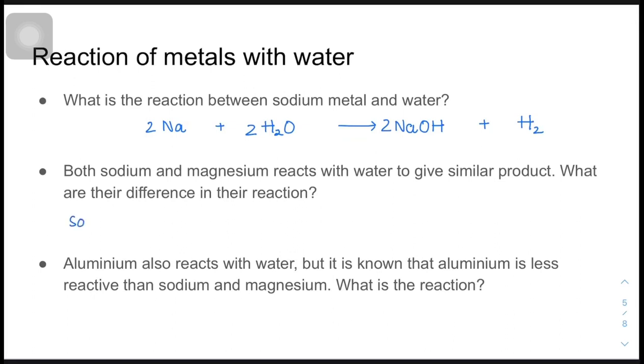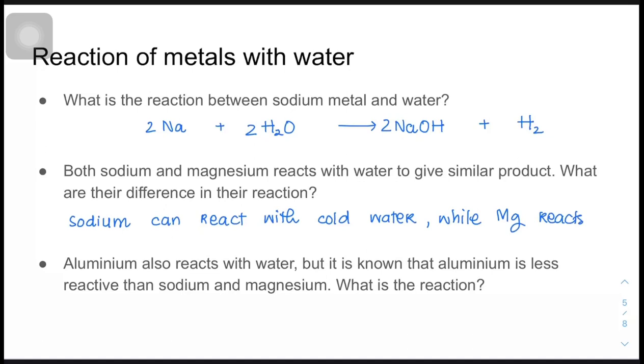So sodium can react with cold water, while magnesium reacts with warm or hot water.